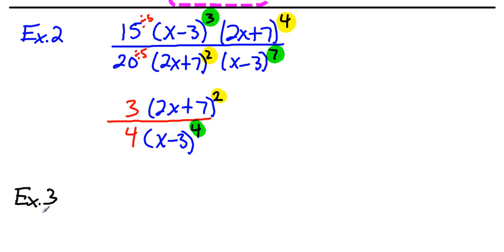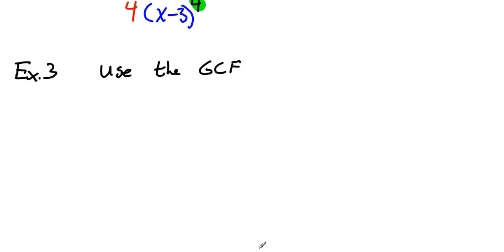Okay, example 3, you're still simplifying. The hint they give you with this one is they're going to tell you to use the GCF. So again, the directions are still simplify, but a lot of times if you look in the directions, they'll give you a hint as to what you're looking for. This one, hint, hint, look for the greatest common factor if you're going through this thing.